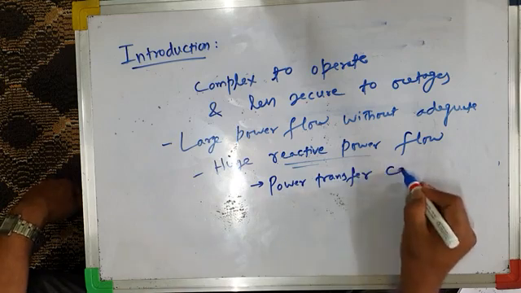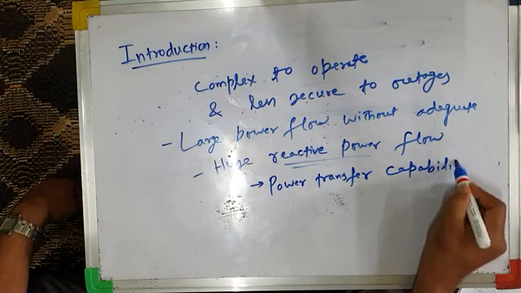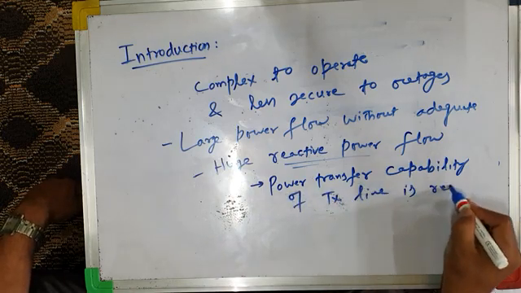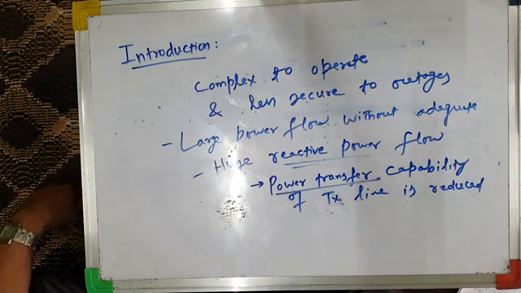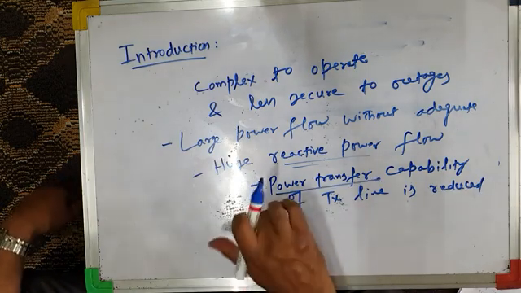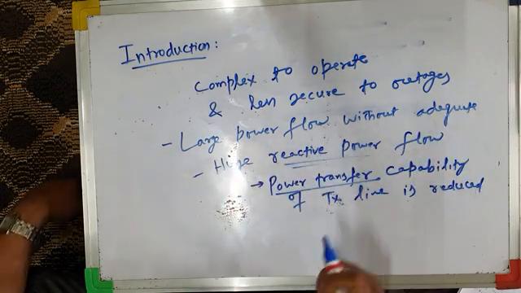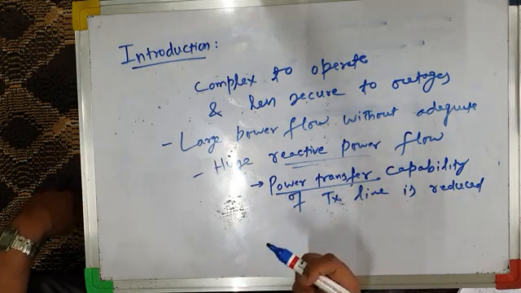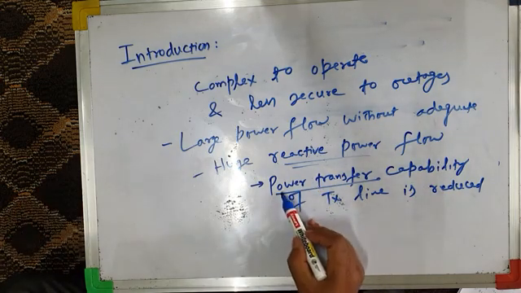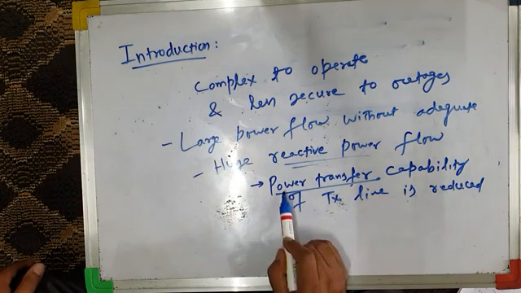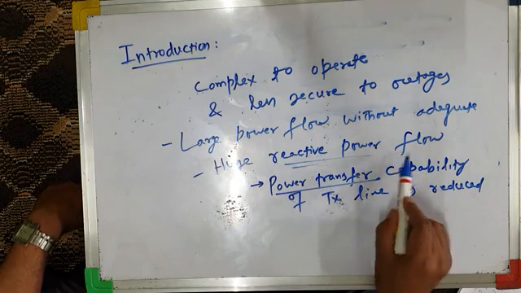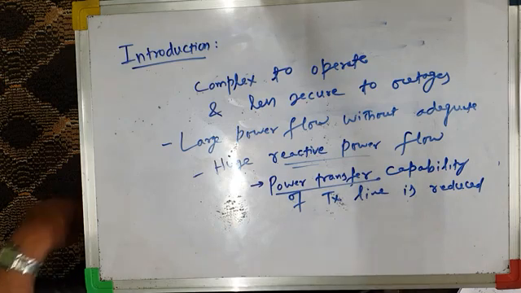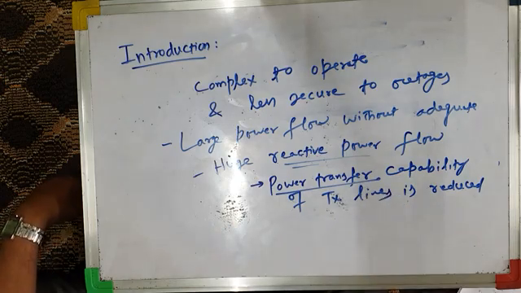So I will write here: power transfer capability of transmission line is reduced because of huge reactive power. When I say power transfer capability, it means active power. Since the lines are already carrying huge reactive power without any control, without any compensation, they will have less capability of transmitting active power. So that's what I have written here. Due to huge reactive power flow without compensation on the transmission lines, the power transfer capability of the transmission lines will be reduced. So this is another problem.